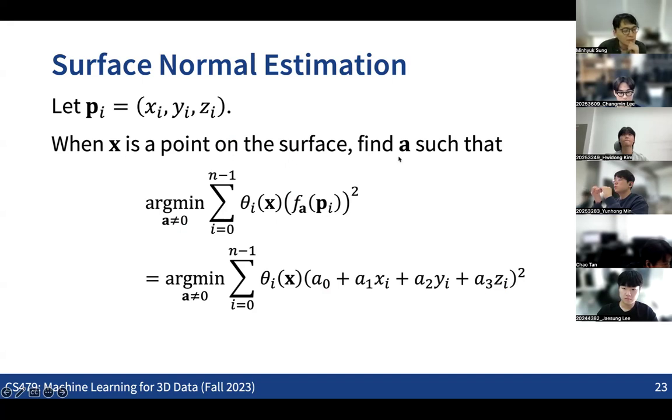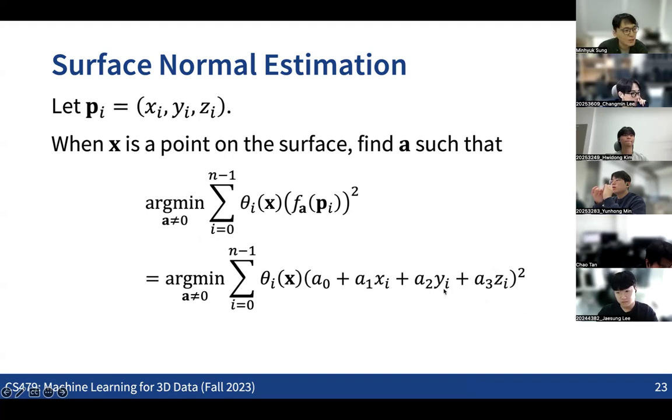Based on that, let's do the same thing, doing least squares fitting. Now let's say p_i has 3D coordinates x_i, y_i, and z_i. Then the least squares fitting problem can be rewritten in this way, nothing but rewriting this first-order equation here.